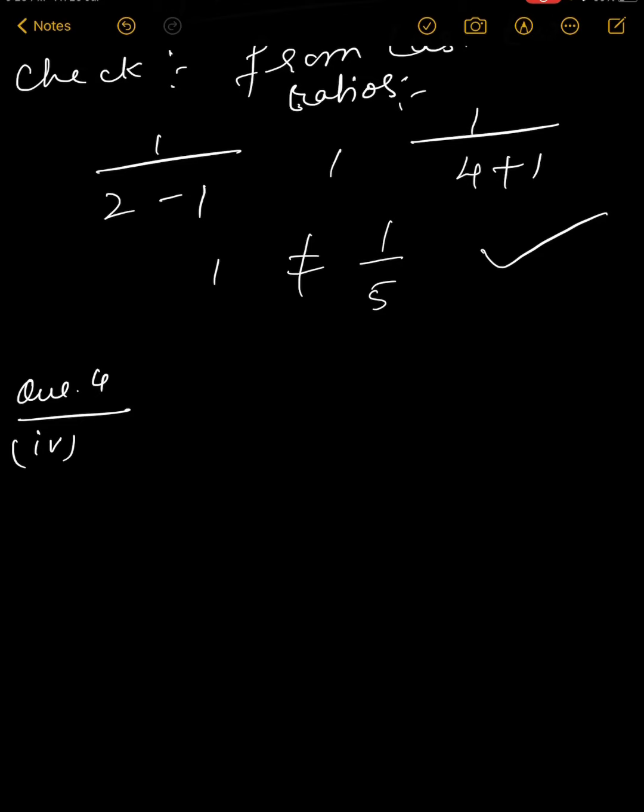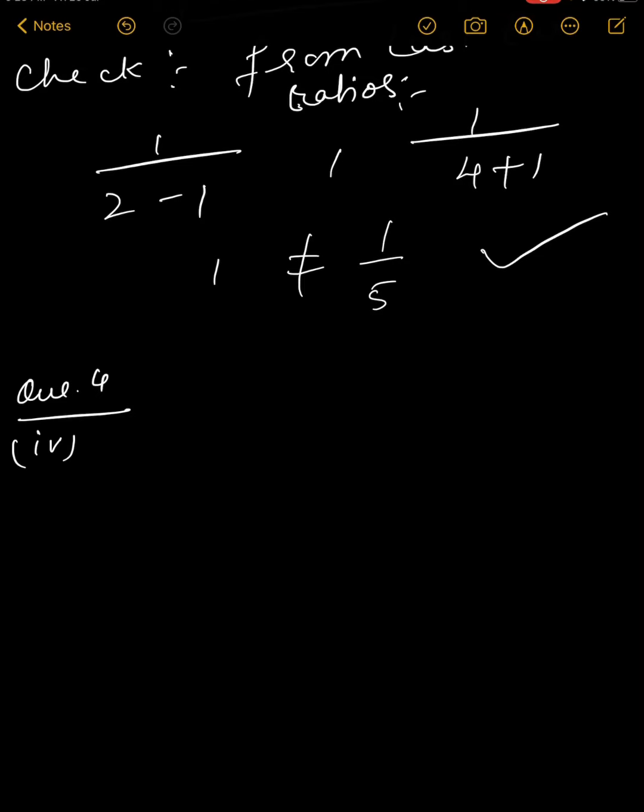So I am reading the question. Form the pair of linear equations in the following problems and find their solutions if they exist by any algebraic method. That means you can use any method according to your convenience. Whatever you feel easy, you can use it.